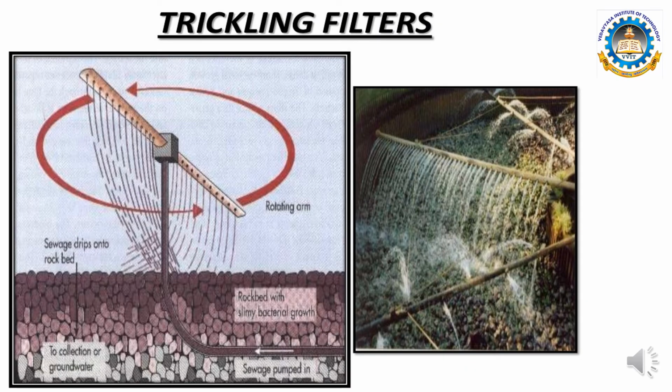This is the figure of a trickling filter. It consists of a rotating arm which will rotate the water around it, and it has a bed which has the bacterial growth.